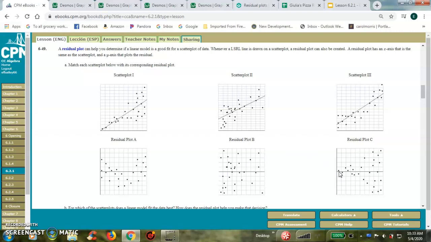Look here. Okay, residual plot C, I think it's this one. I'm going to take a look at the end here. If I'm looking way on the right, I see there is one that's a positive residual and two that are negative.